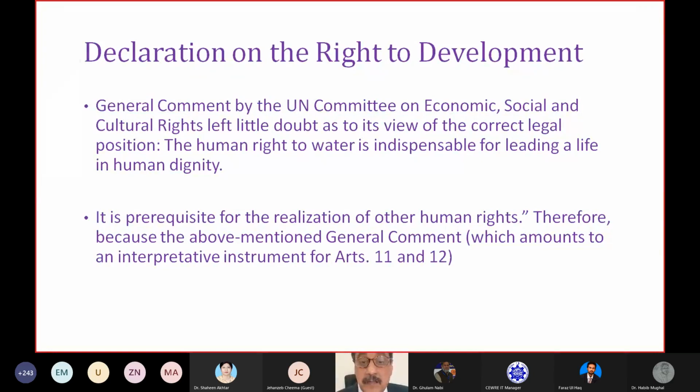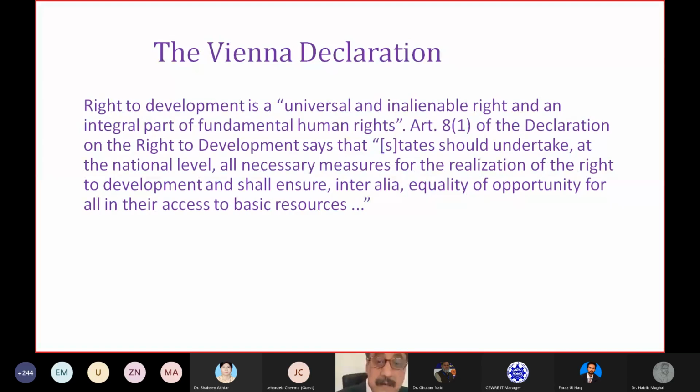Therefore, because of the above-mentioned general comment, which amounts to an interpretive instrument for Articles 11 and 12, we say, and we will continue pressing on that, that water has already been agreed by the world as a human right. The Vienna Declaration itself included it in there. The right to development is a universal right and an integral part of fundamental human rights.